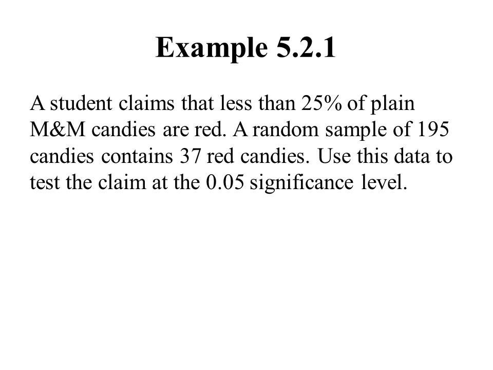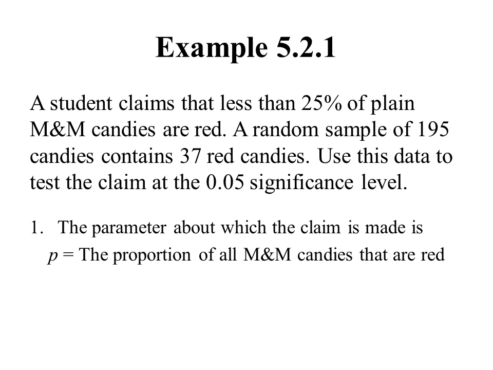To illustrate an application of the one proportion z test, let's look at this simple example. A student claims that less than 25% of plain M&M candies are red. A random sample of 195 candies contains 37 red candies. Use this data to test the claim at the 0.05 significance level. So what we have here is one population, all plain M&M candies, and we're interested in the proportion of those that are red. And so the one proportion z test is appropriate.